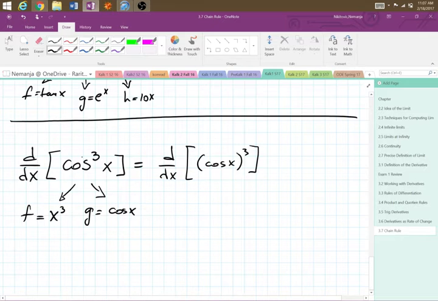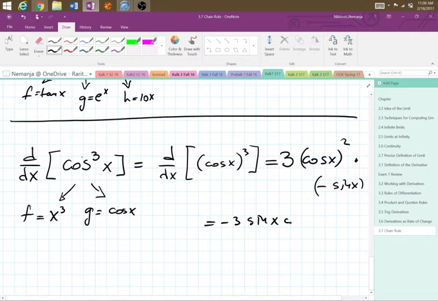So x cubed is the boss, right? Cosine is plugged in. So now it should be clear what the answer is. What is the derivative of x cubed? 3x squared. Now look at me, write 3x squared. Everyone, look at the screen. 3x squared. See that? And then times the derivative of the inside, which is negative sine x. So the whole thing is negative 3 sine x cosine squared x.